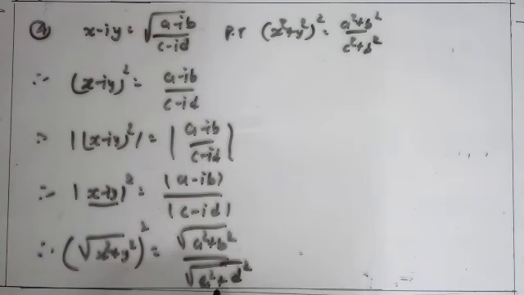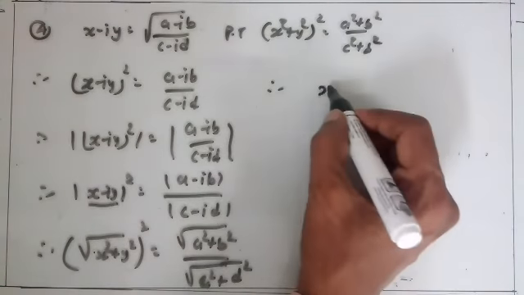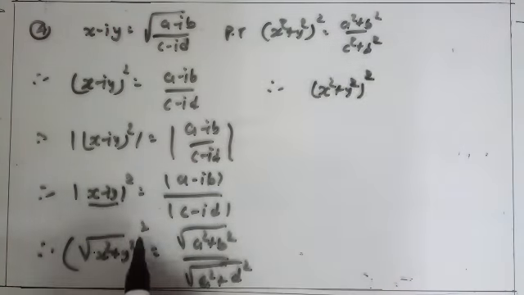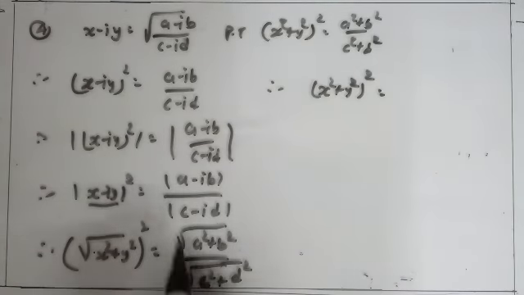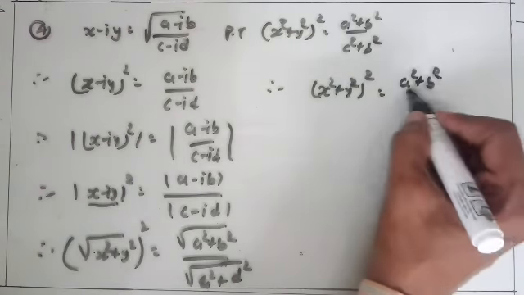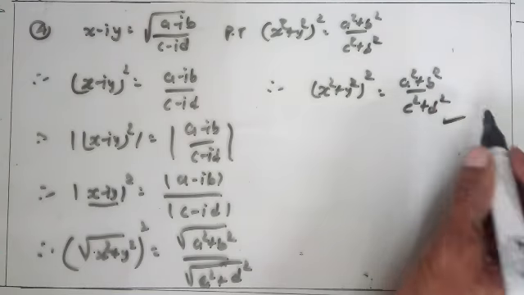Okay, now square both sides to remove the square root. We get a square plus b square raised to 2, we write the same, is equal to, removing the square root, a square plus b square upon c square plus d square. Okay, hence proved.